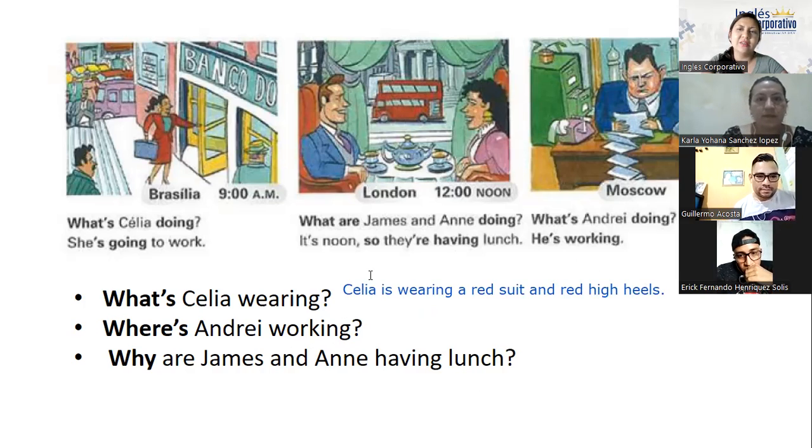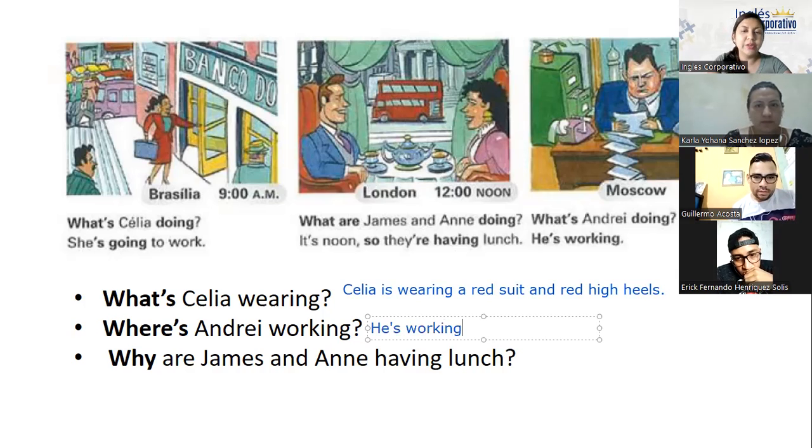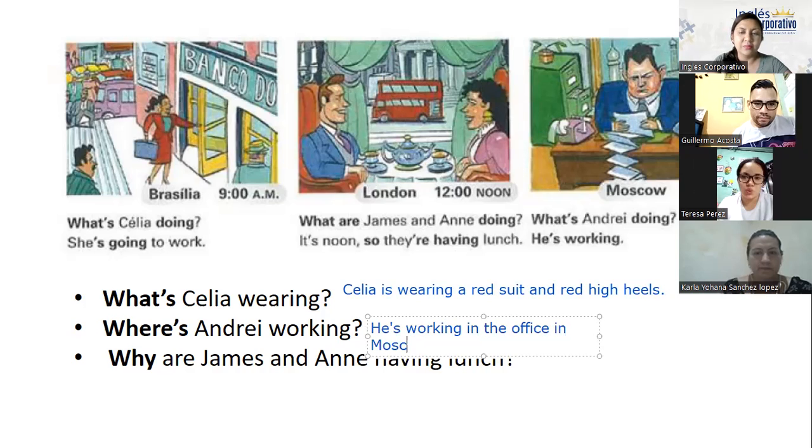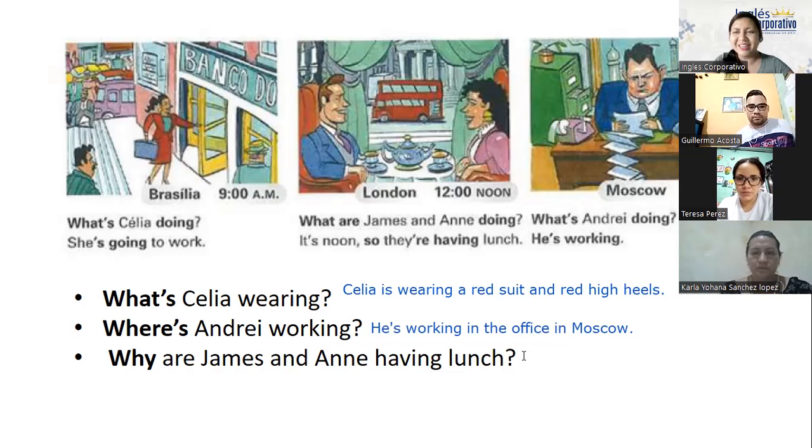Where's Andre working? Moscow. In Moscow, yes, but is he working at home, in the office, in the street? The office. Okay, he's working in the office in Moscow, okay, with Vladimir Putin. No, just kidding.